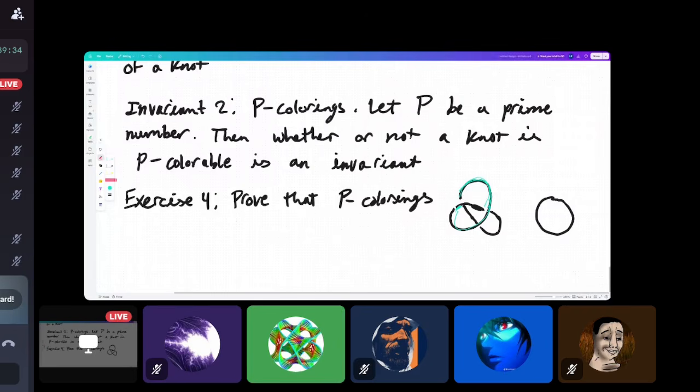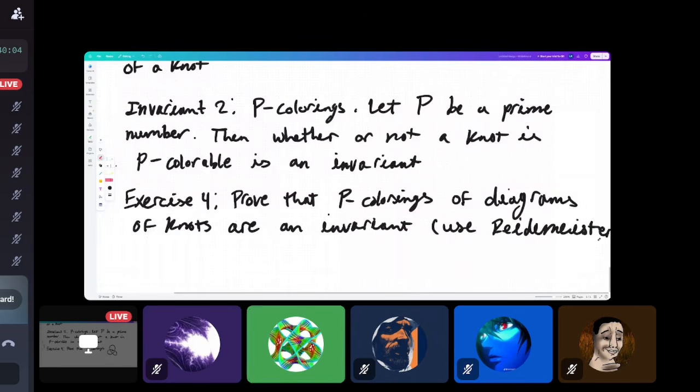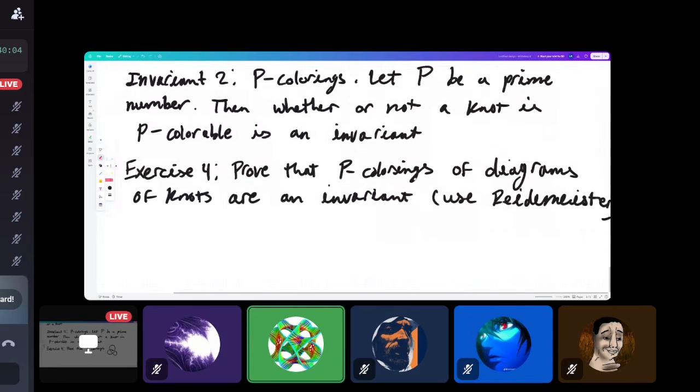So I won't bore you with trying to three color this, but it'll be a fun exercise to try and three color the trefoil knot. Prove that P colorings of diagrams of knots are invariant. Hint, use Reidemeister's theorem. Use that theorem. Okay.